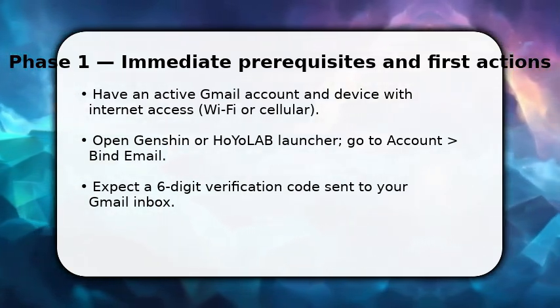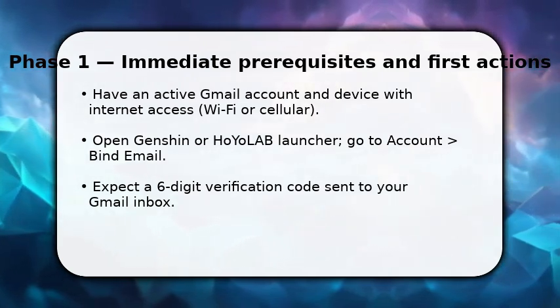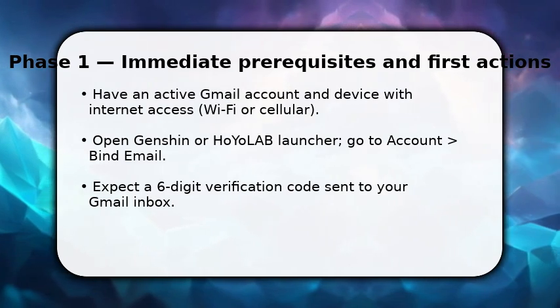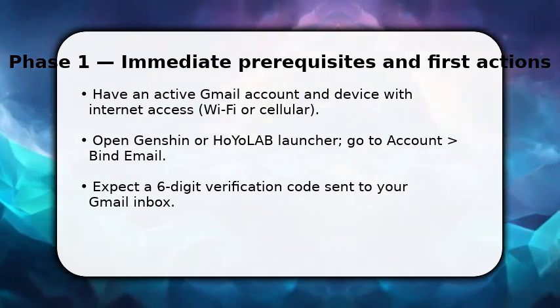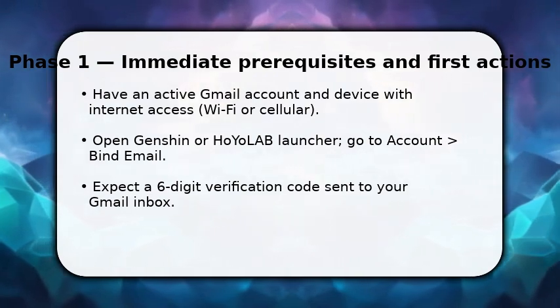After you hit send, check your Gmail for a 6-digit code. This proves ownership and enables recovery. Make sure the code arrives. If not, wait 2 minutes. Then request a new code. This step links your game progress to your email for safety.